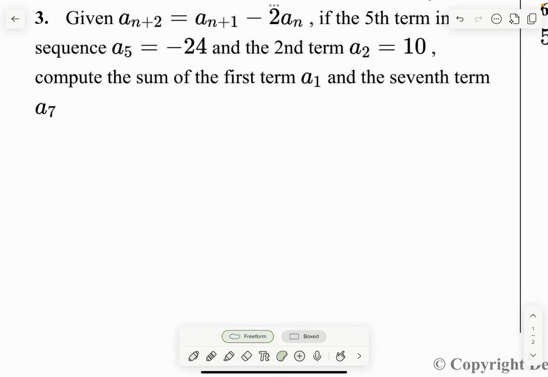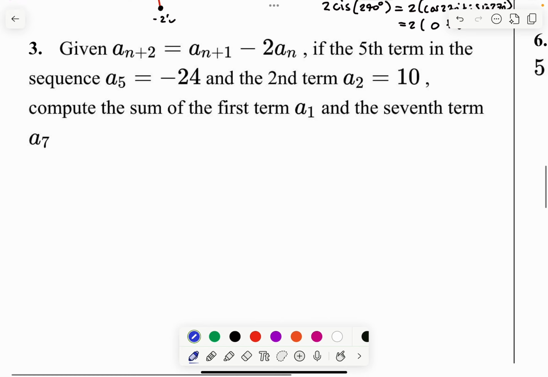Okay, so for this problem, we're given a recursive relationship. We're told that the fifth term is negative 24, the second term is 10. We have to find the sum of the first and the seventh term. All right, the best thing to do here is try to use some of the info you're given.